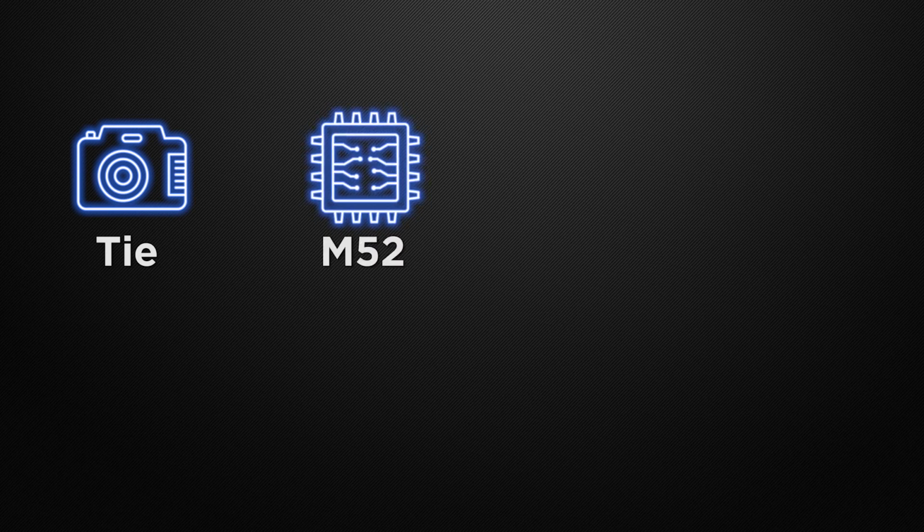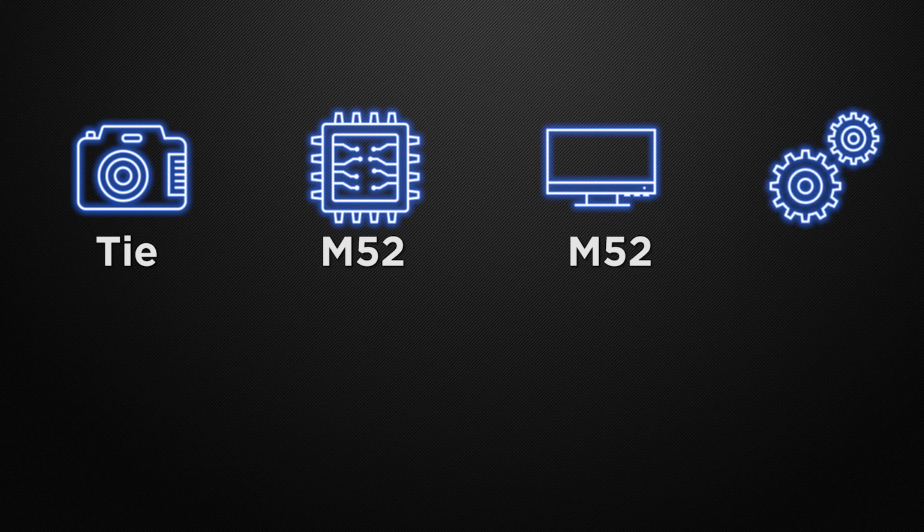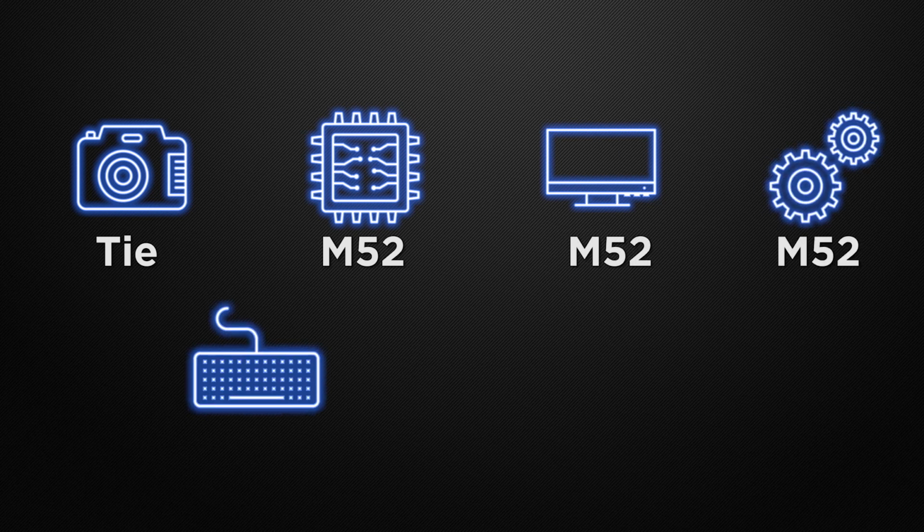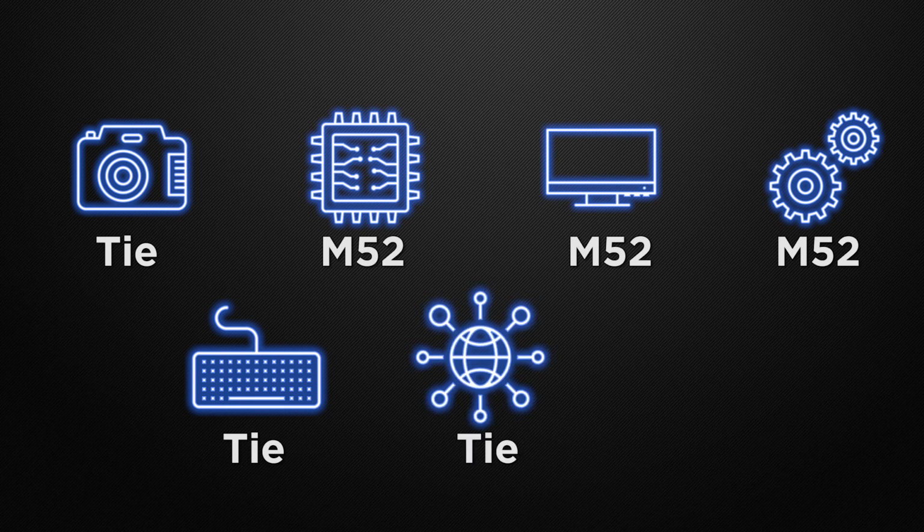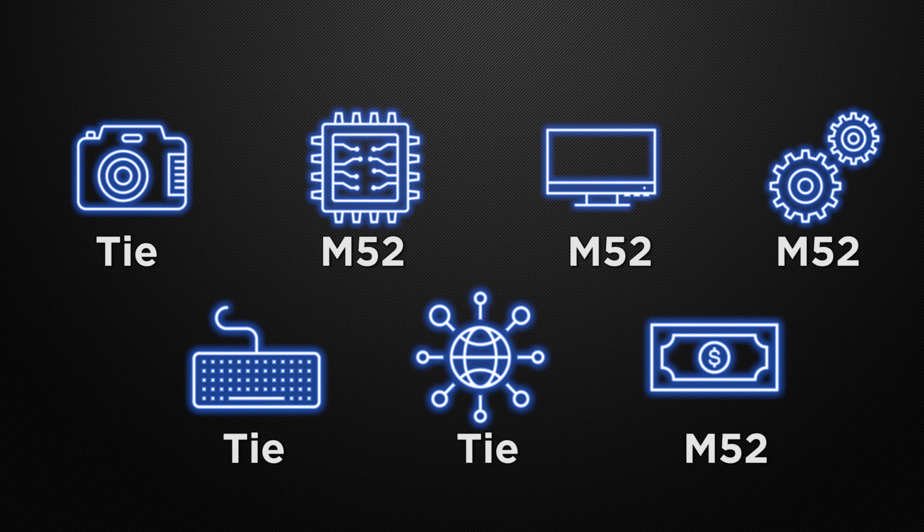So the conclusion of the video is, in the camera it's a tie, in the performance the winner here is M52, in the display the winner here is M52, in the body segment the winner here is M52, in the features of the device it's a tie, in the communication chips it's a tie, and about the prices the winner here is M52. So the decision is totally yours.